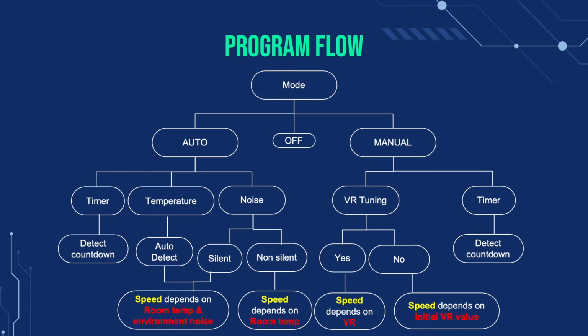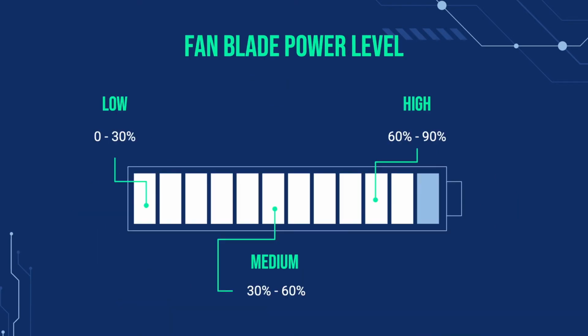For the manual mode, it allows users to tune the variable resistor and adjust the fan blade speed. If the user doesn't tune the variable resistor, the speed will depend on the initial value of VR. If it does, the fan blade speed will depend on the VR. Here's the illustration of the fan blade speed power. There will be three levels: low, medium, and high. For low, it's between 0 and 30%. For medium, it's between 30% to 60%. And for high, it's between 60 to 90%.